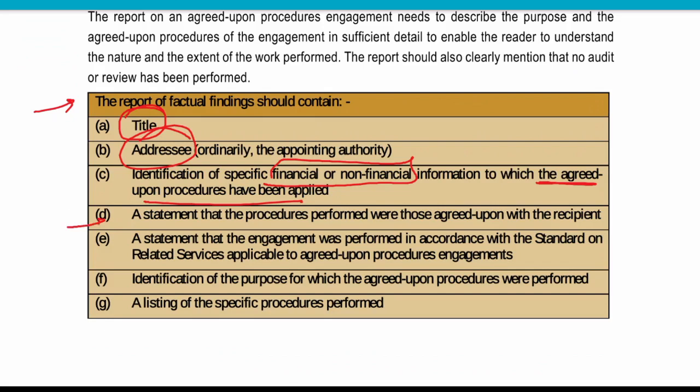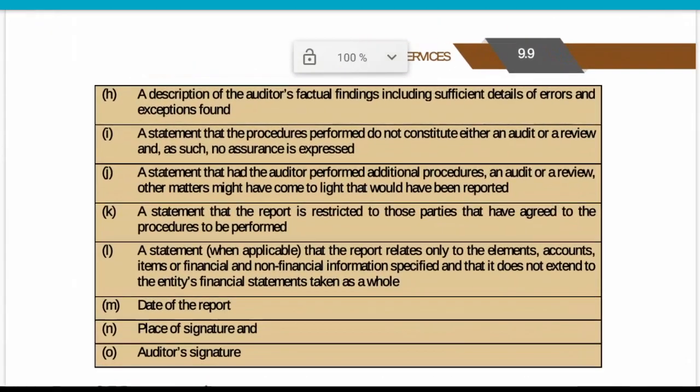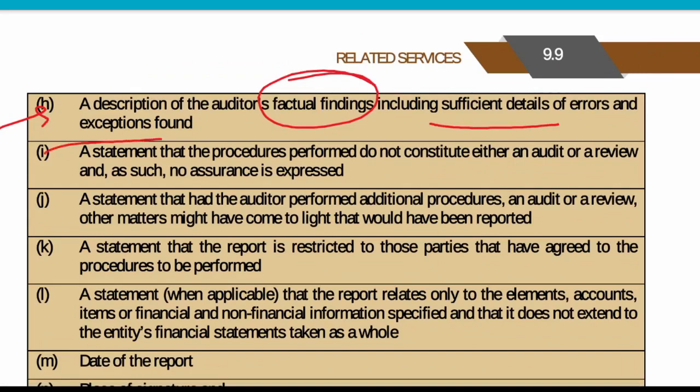Then you need to make a statement that, okay, we are only performing the agreed upon procedures. Then a statement that it is performed in accordance with the Standards on Related Services, that whatever procedures we have performed are as per SRS, right? Then you need to identify the purpose for which the agreed upon procedure is being performed. Then you need to list down the specific procedures that you have performed. After that, you will give a description of what facts we have found, or sufficient details of errors and exceptions found. You need to give all the facts in the particular report.